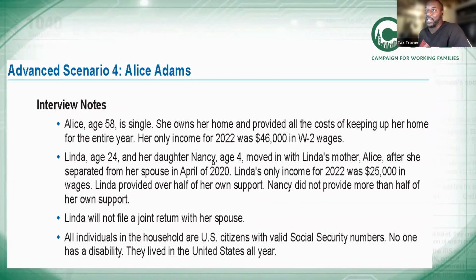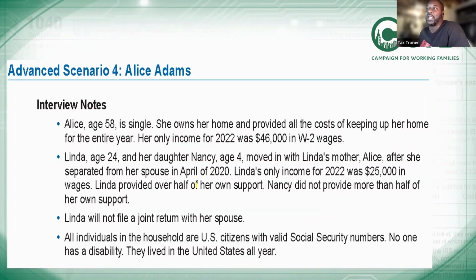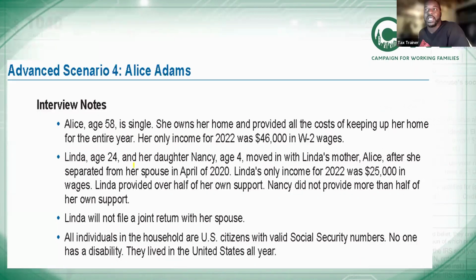If I think about Alice, does Alice have a dependent in her household? Yes. So who would be Alice's dependent? Nancy, her granddaughter, could potentially be her dependent. Let's throw that word out there, potentially. So how about Linda? Could Linda be her dependent?